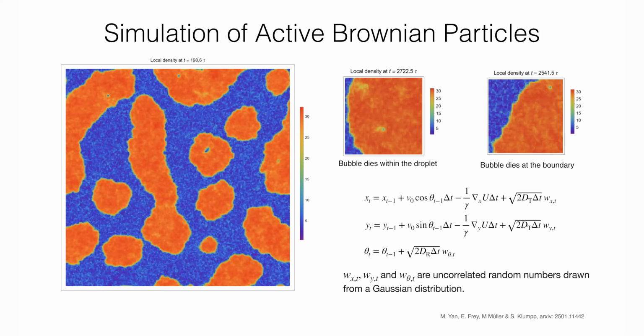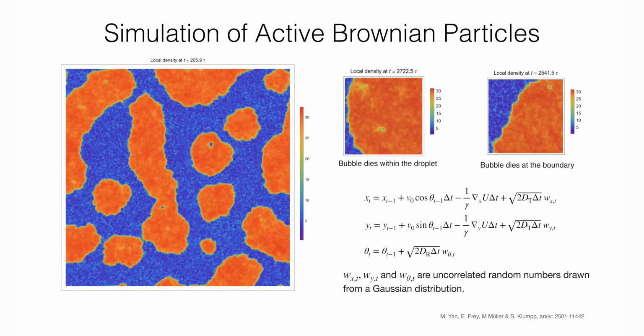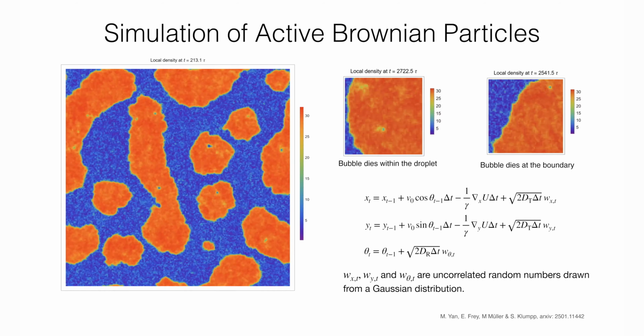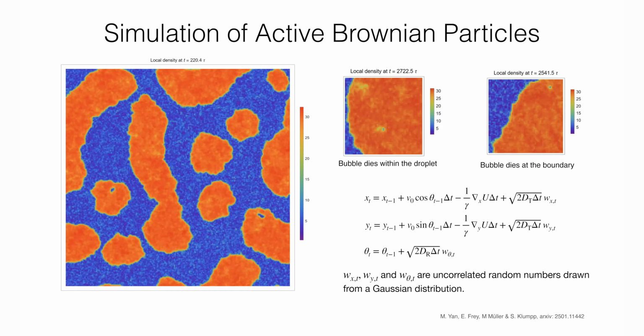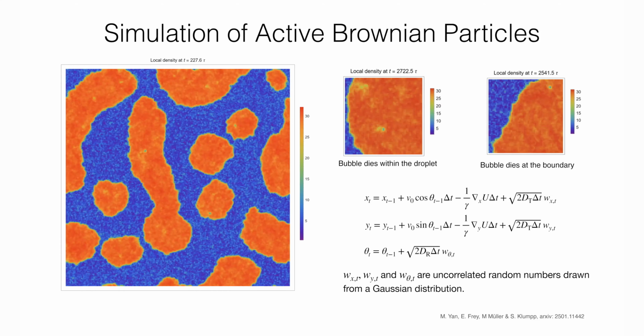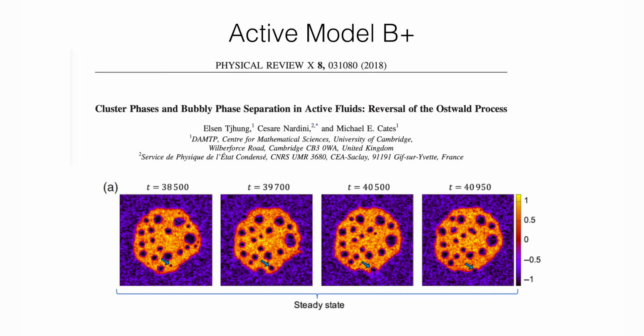And that's an ongoing research theme because it's not fully understood what gives rise to these bubbles and what their properties are, and Ming-Chi's paper is one that focuses on this question. The active model B+, okay, this is the work by the group of Mike Cates and Cesare Nardini and Elsen Tjhung. They have also found these bubbly phases, not in an active Brownian particle simulation like the one Ming-Chi is doing, but in a model that I already introduced, the active model B+, which is a field theory model that is obtained by a gradient expansion.